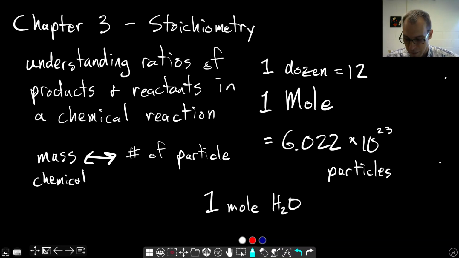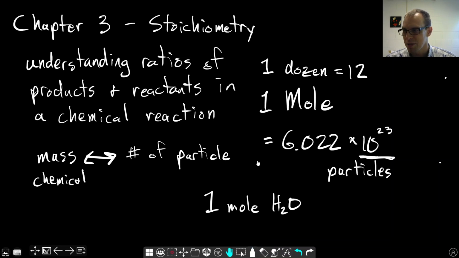Now, we need to use a very, very big number because atoms and molecules are very, very small. And you can see this exponent here, 10 to the 23, means that if we didn't have all the significant figures, this would be 6 with 23 zeros after it. This is a mind-bogglingly big number. But it's a number we use because it's actually a macroscopic quantity of a substance.